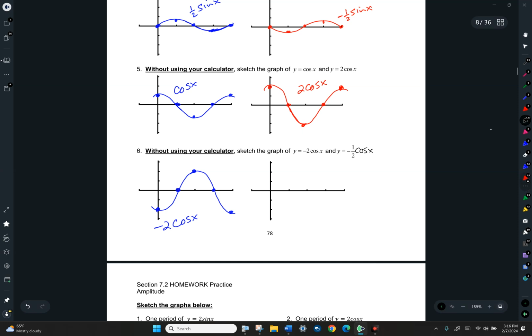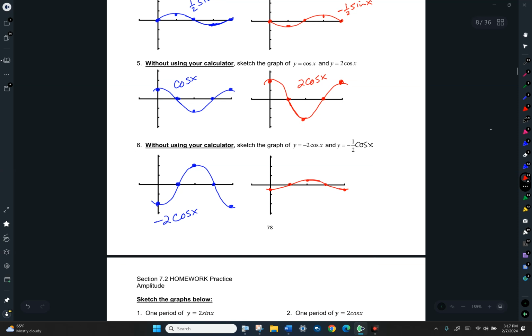Okay, so for -1/2 cosine, again, where normally cosine starts and ends at 1, because I'm flipping it, it's going to start and end negative. What negative? It's going to start and end at -1/2. Halfway, instead of going up to 1, I'm going to go up to only a half. The zeros don't change. So again, it's the same basic shape. It's just squeezed a bit.